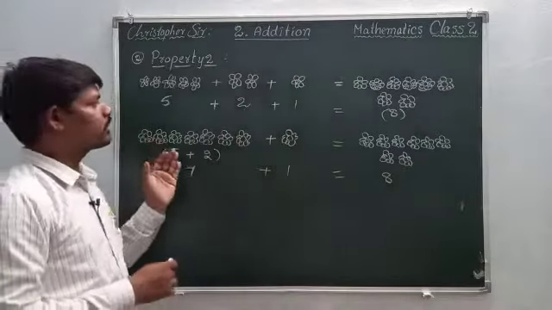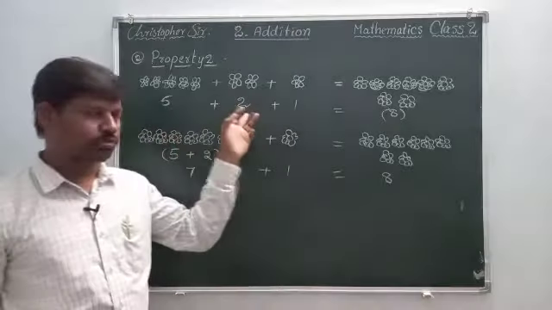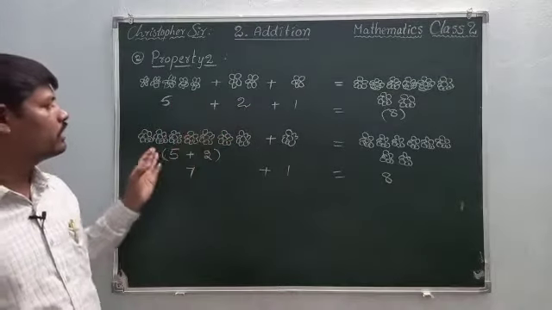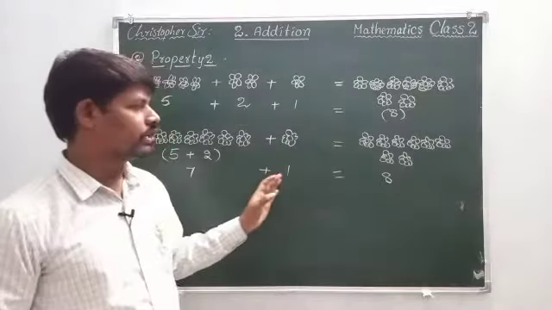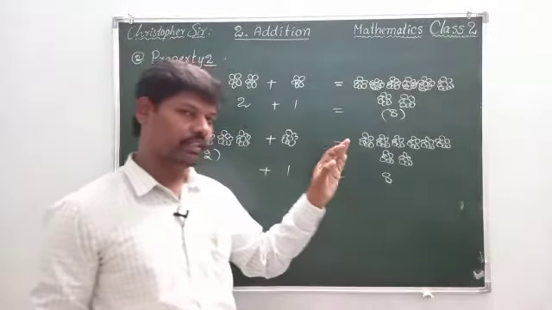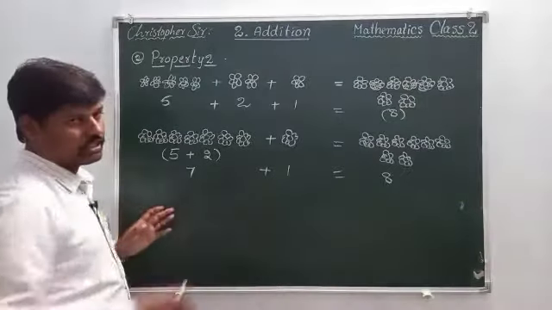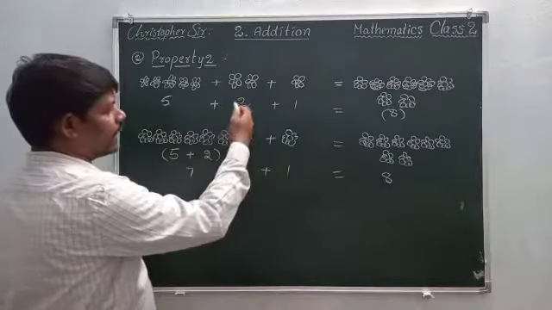So here if you observe, first we are adding 5 and 2. 5 and 2. 5 plus 2 is equal to 7. Then 7 plus 1 will get 8. So 8 is the result. Okay, so this is one method, and you can add another way also.